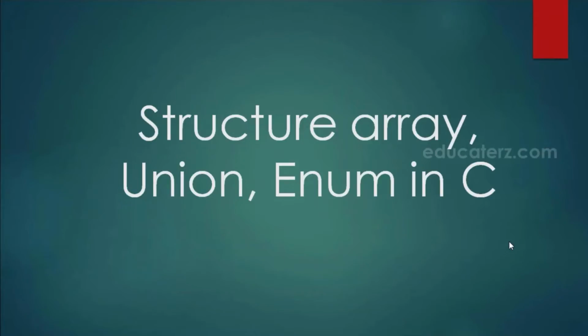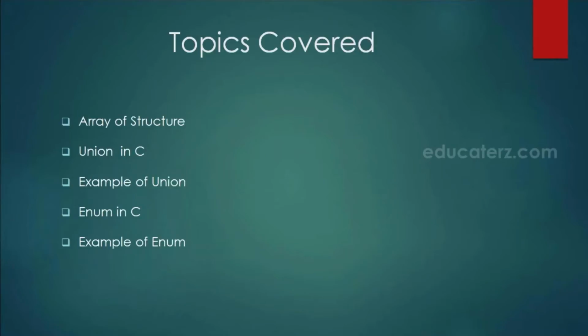In the last video we have seen structures, how the memory is allocated in a structure, pointer to the structure, as well as how a structure can be passed as a parameter to a function. Now in this video we will discuss structure array, union and enum in C language. The topics which we are going to cover are array of structure, union in C, then we'll see an example of union, then enum in C, and then we'll check out an example of enum.